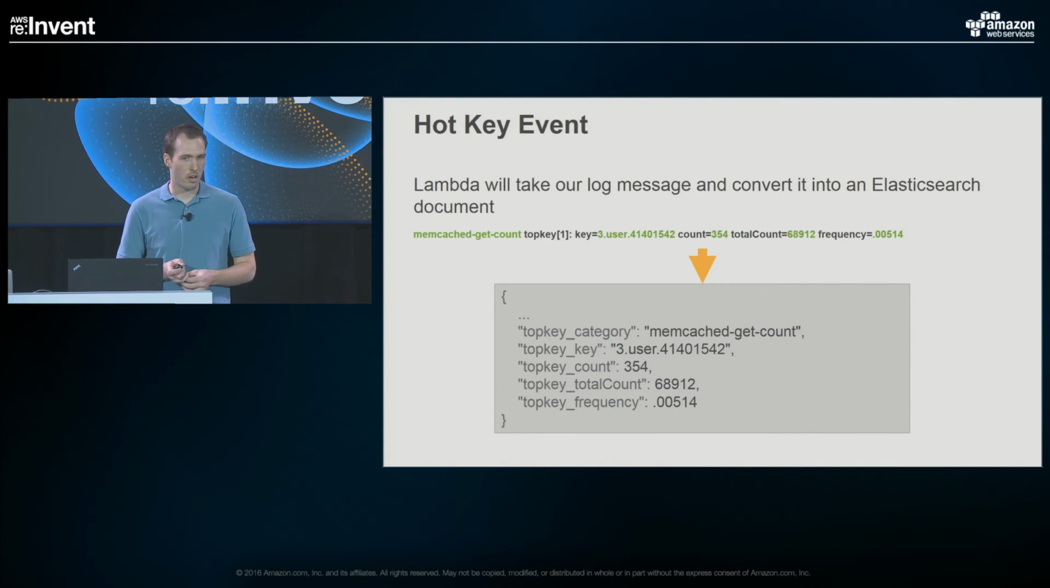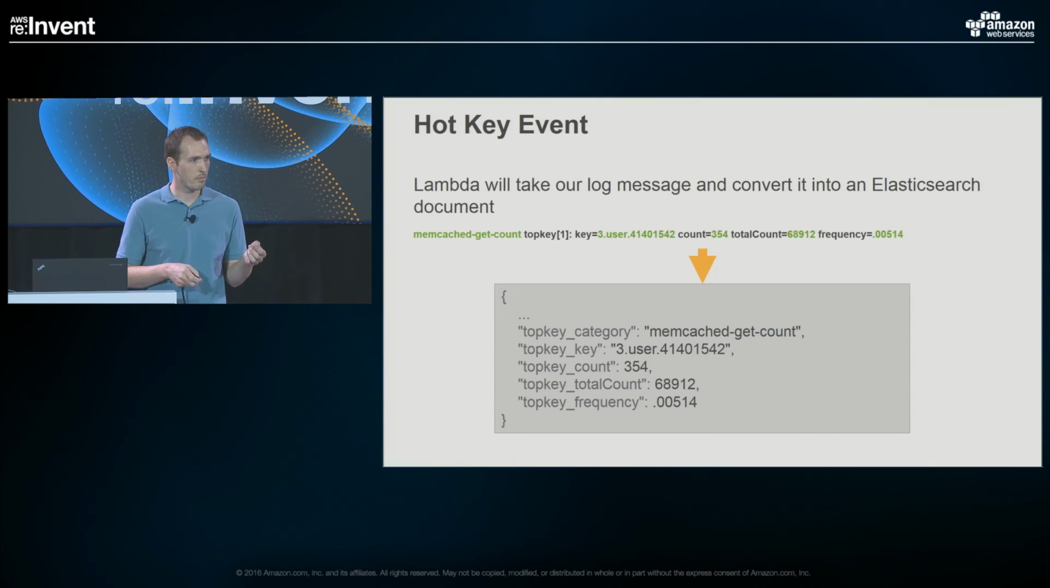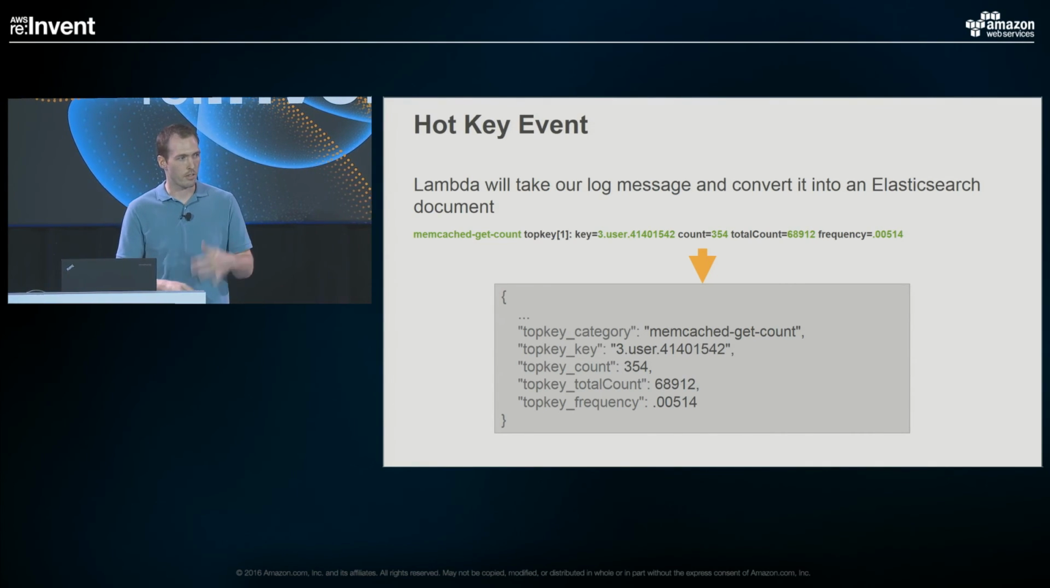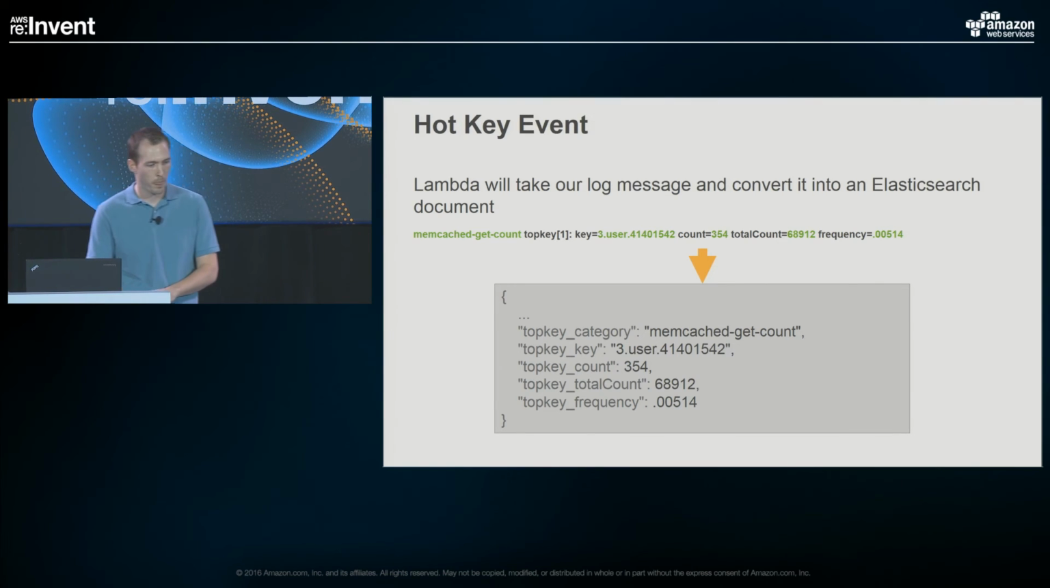Once we get our hotkey events into Elasticsearch, this is sort of what they look like. On the top, you'll see the log line. That's what the application servers actually log when they log the top 10 keys. And then this is the Elasticsearch document that gets produced once the Lambda is finished with it.